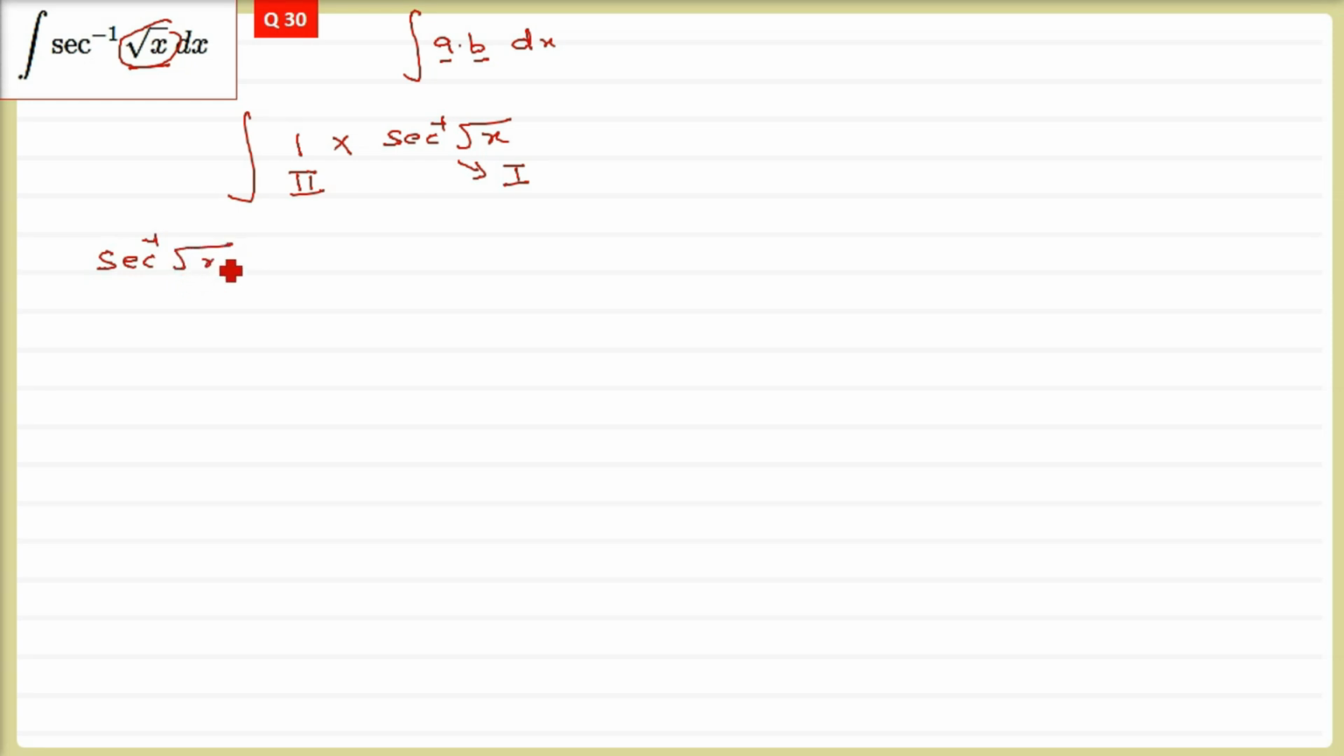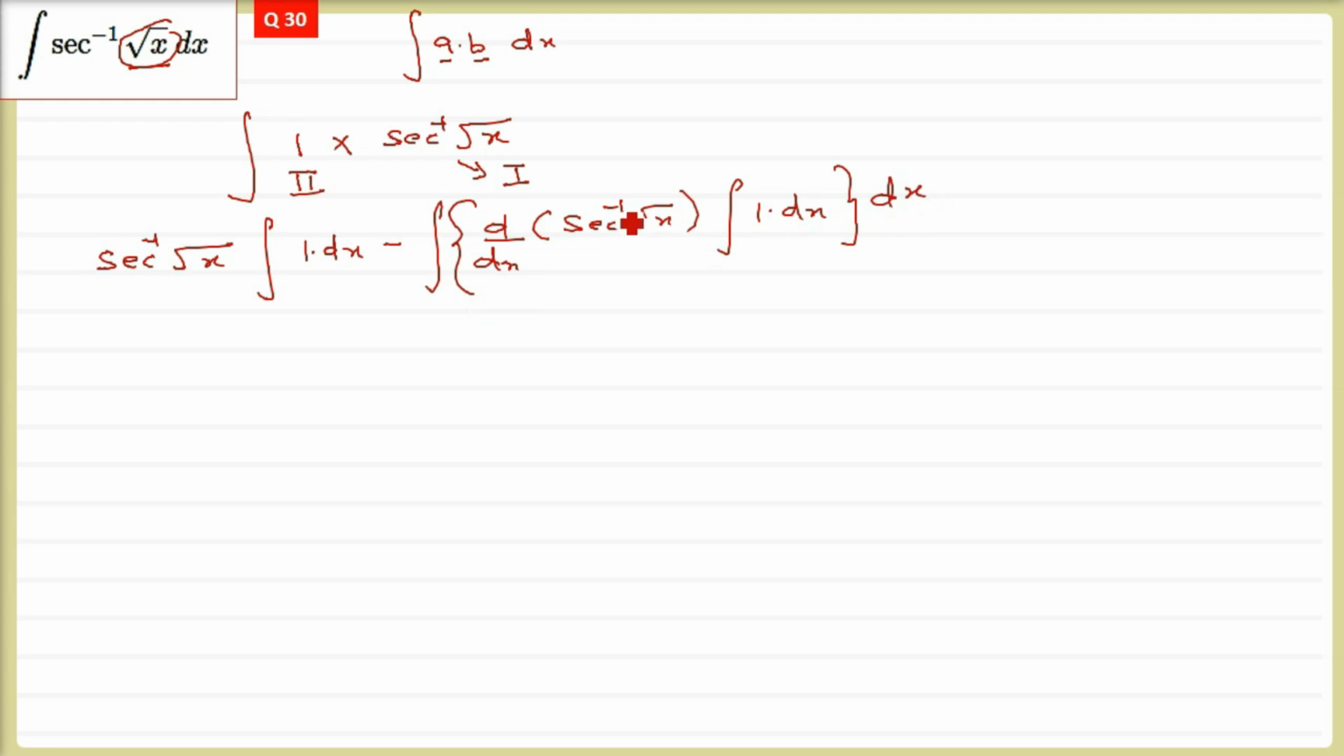So sec inverse under root x will be the first function. Integration of this one is 1 dot dx, that is 1 we are going to integrate, minus integration of two things to be done here. First, the differentiation of the first function, which is sec inverse under root x, then multiplied with the integration of the second function, and when we multiply these two, the result will be integrated again. Sec inverse under root x, integration of 1 dot dx is simply x, minus integration of, I'll just write, sec inverse under root x, but integration of 1 dx I'm writing as x.